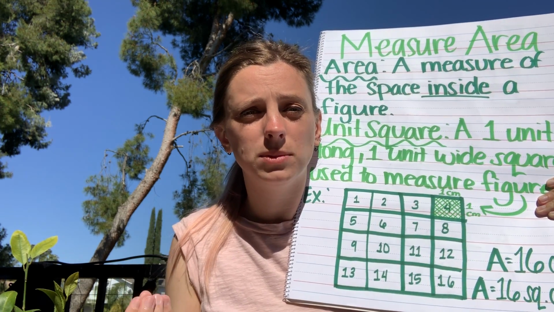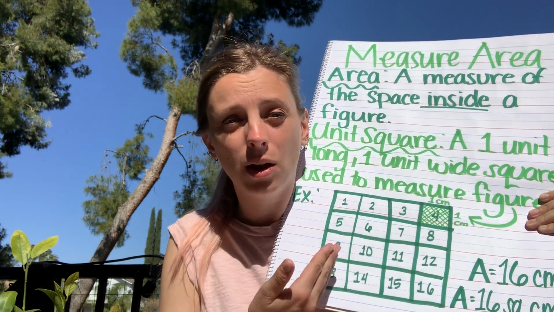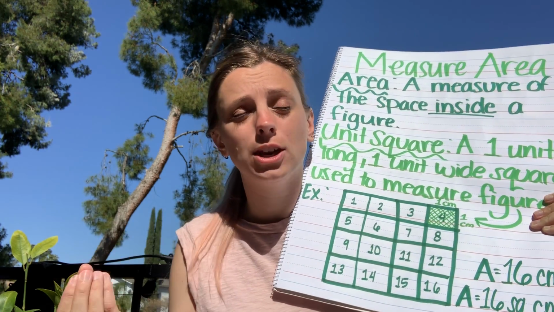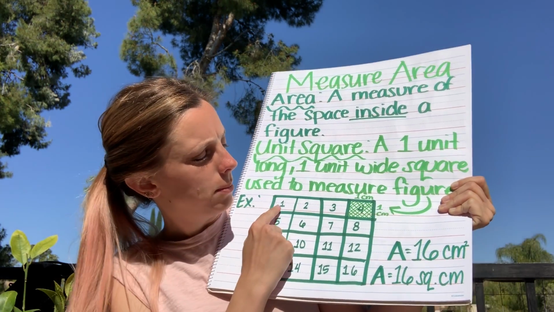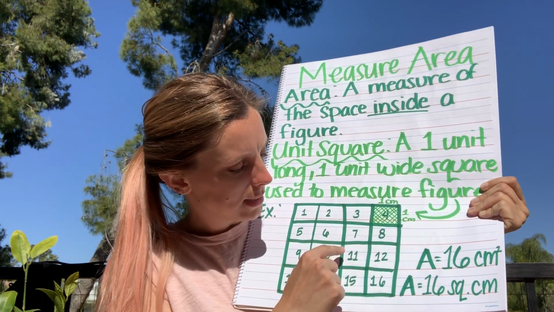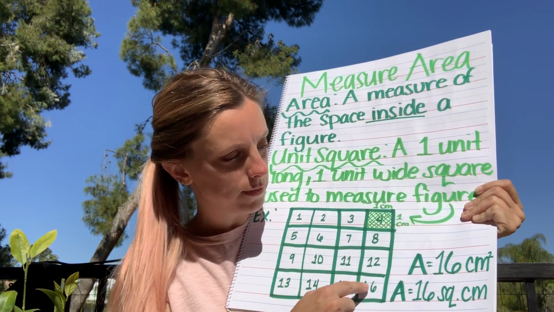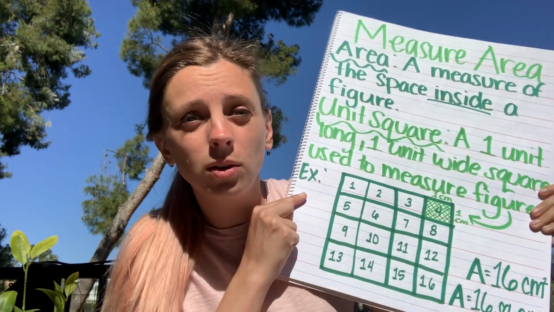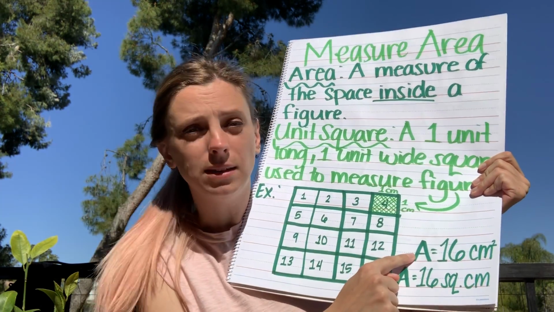And how we can use them to solve area is by just counting how many squares it takes to fill that shape. So I counted them here. I had 1, 2, 3, 4, 5, 6, 7, 8, 9, 10, 11, 12, 13, 14, 15, 16. So you already know that the area of the shape is 16.